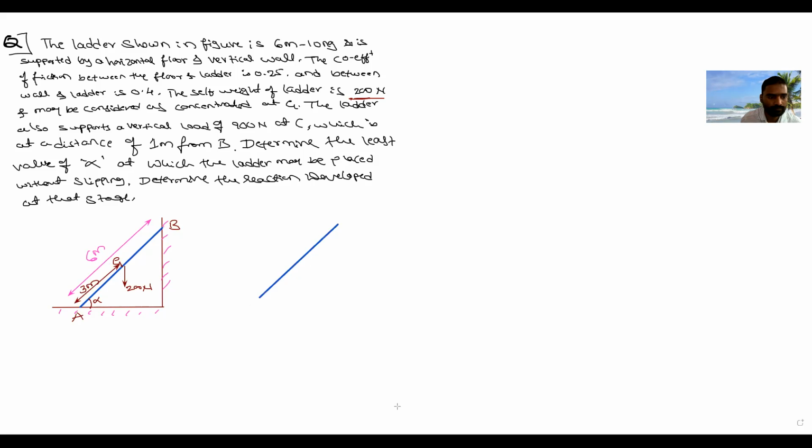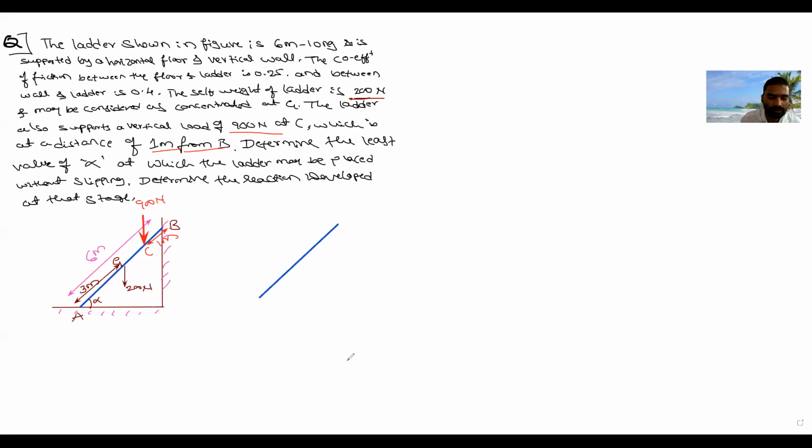Sir, there will be a C point, right? Yes, point C is at a distance from B. I will take point C, and the load is 900 Newton. It is acting at point C, and the distance between C and B is 1 meter, as he has given. From this point to this point, it is 1 meter.